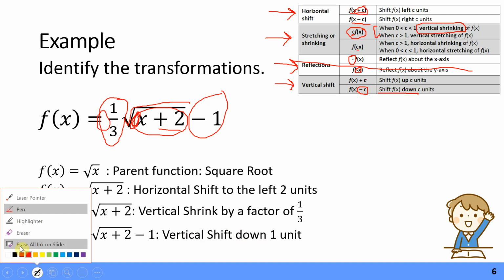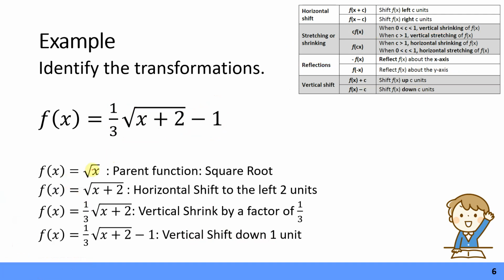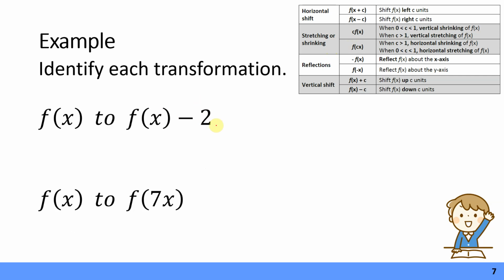Okay, so again, that's the steps that we follow. We first identify the parent function and then tackle each transformation individually. You're always supposed to have this little table handy because it tells you what each transformation does. All right, let's go ahead and try this one.